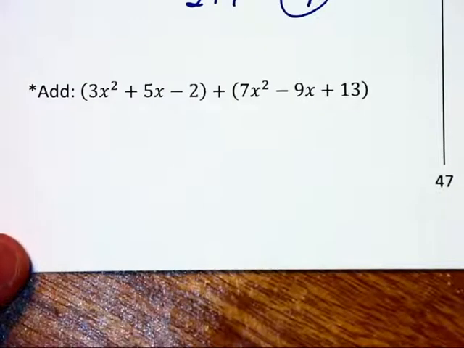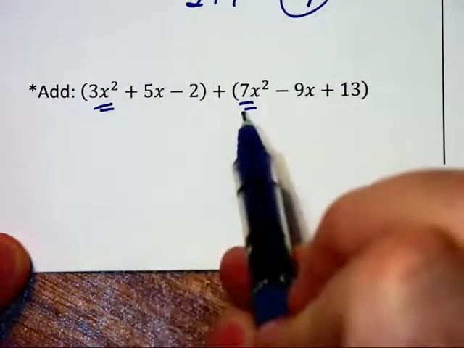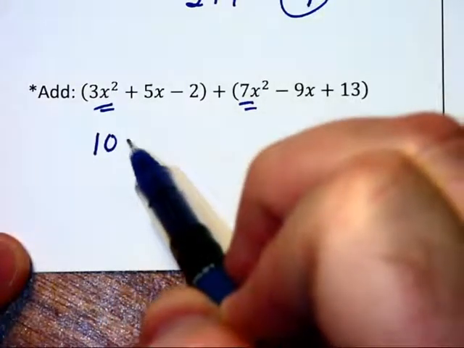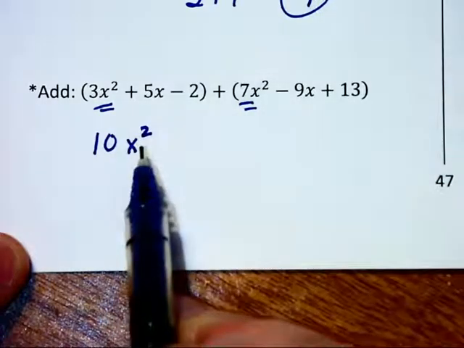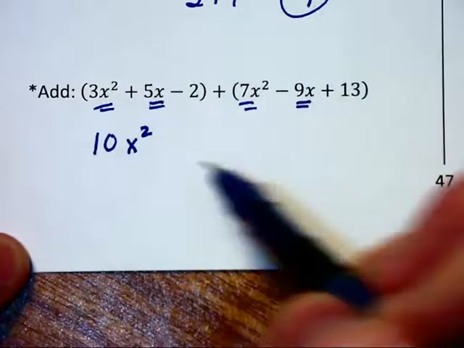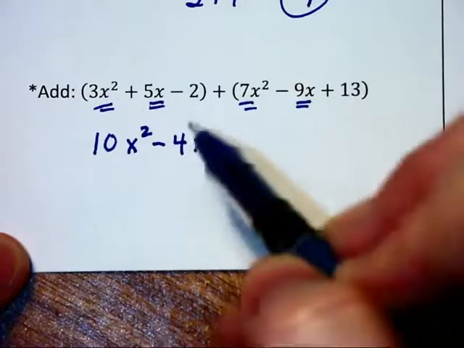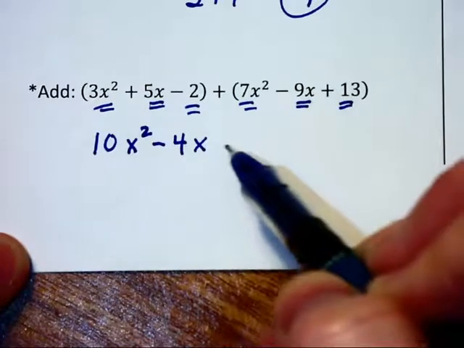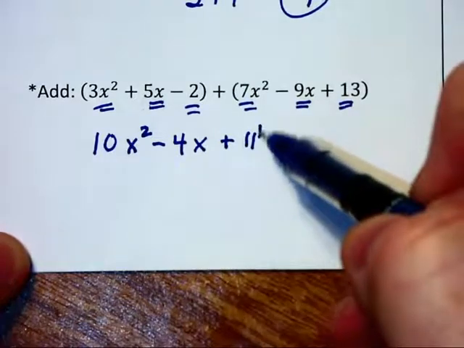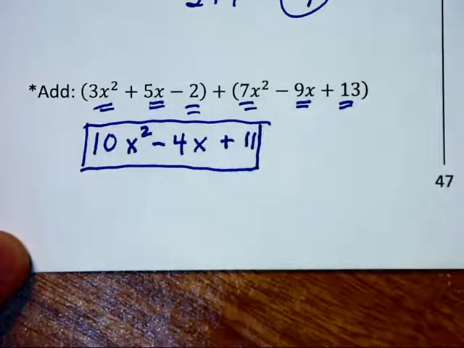In order to add polynomials, you will basically just add like terms, those having the same variable part. 3 plus 7 is 10, and so we will have 10x squared. Keep it as an x squared. Do not make that x to the 4th. For the x terms, we have 5 and -9, which add together to become -4, so we have -4x, and then -2 plus 13 is +11. Now that cannot be simplified. That expression is going to be the combined polynomial.